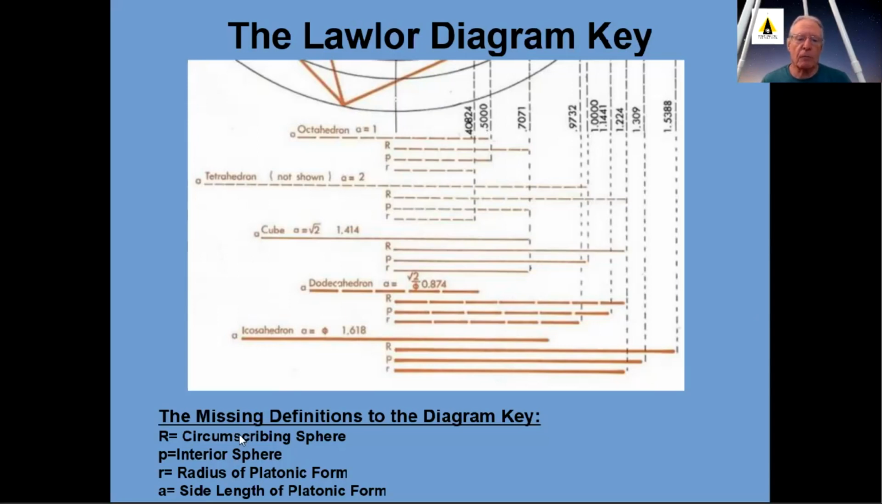Anyway, the missing definitions: the capital R is the circumscribing sphere that we've been talking about for each of the Platonic forms. Small p is the interior sphere. Now, what does that mean? If I've got an object like this pyramid, and it's touching on the inside, that would be the interior sphere. Small r is the radius of the Platonic form, and small a is the side length of the Platonic form. There were no definitions whatsoever, but after a lot of study, I figured that out.